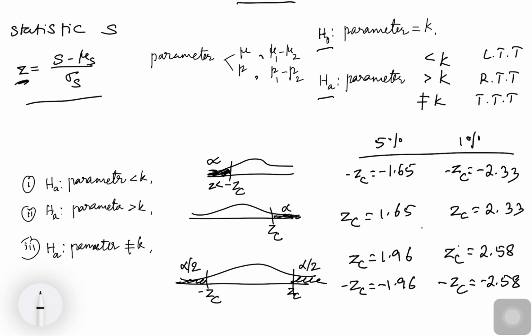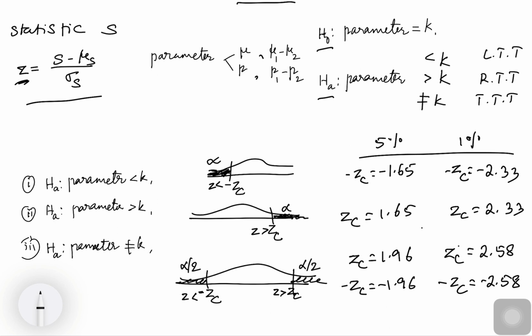And for a right tailed test, the alternate hypothesis is the parameter is greater than k, and anything greater than ZC would be rejected. And for a two tailed test, the parameter is not equal to k, then anything greater than ZC or anything less than minus ZC will be rejected.